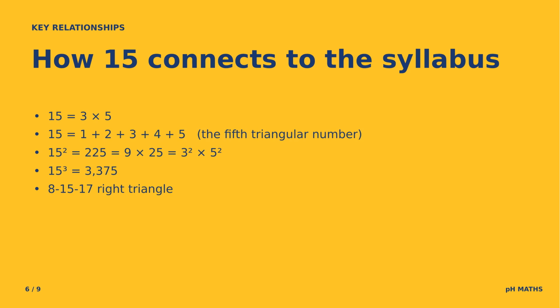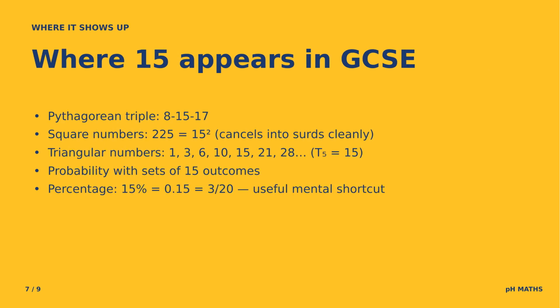Where 15 actually shows up in your exam. The 8, 15, 17 Pythagorean triple. Square numbers, 225 is 15 squared and it cancels beautifully into surds. Triangular numbers, 1, 3, 6, 10, 15, 21, the fifth term is 15. Probability questions with sets of 15 outcomes, and percentages. 15% equals 0.15 equals 3 over 20, a useful mental shortcut.